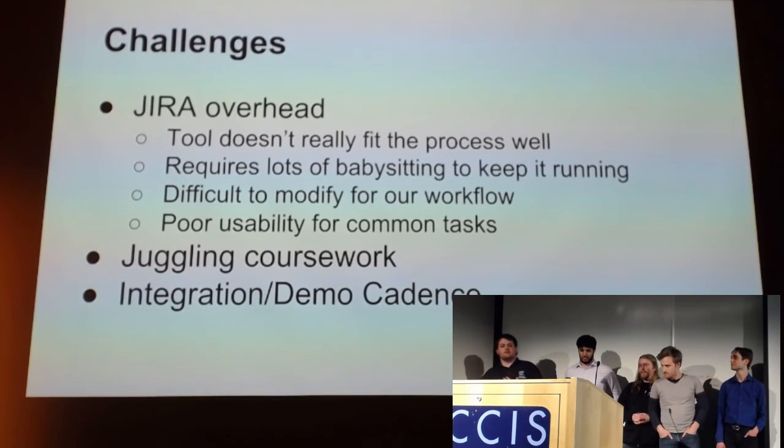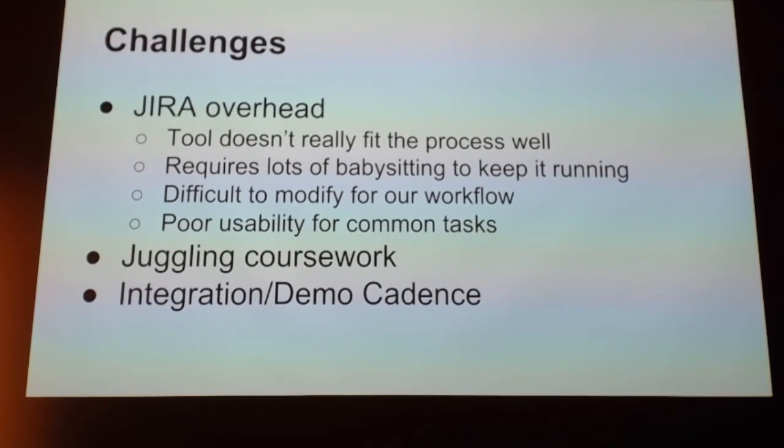But some of the challenges we had just in general: we used Jira for a lot of our stuff, and the tool didn't really fit our process very well. Jira Agile is sort of a patch over Jira to make it work for Agile, but it didn't work great. Our instance of it was not very stable. We had a lot of problems just keeping it running and not having it die on us. And its usability wasn't great, and we ended up spending some weeks more time on Jira than we did actually working on the project. We also had problems just juggling coursework, senior year.